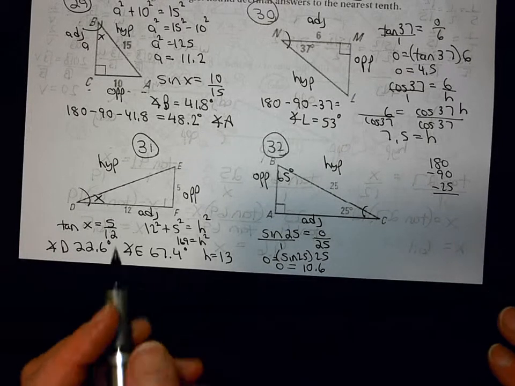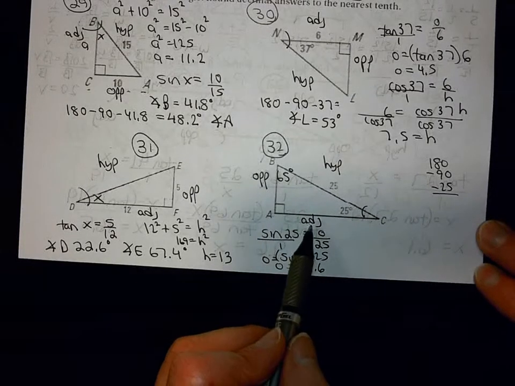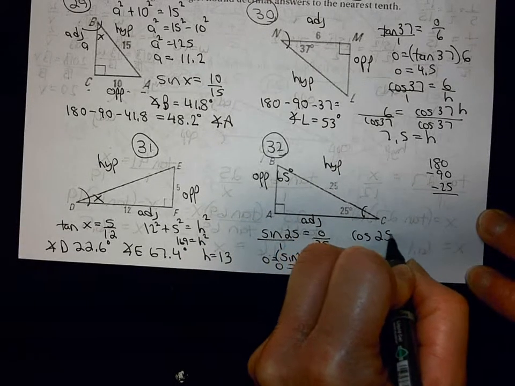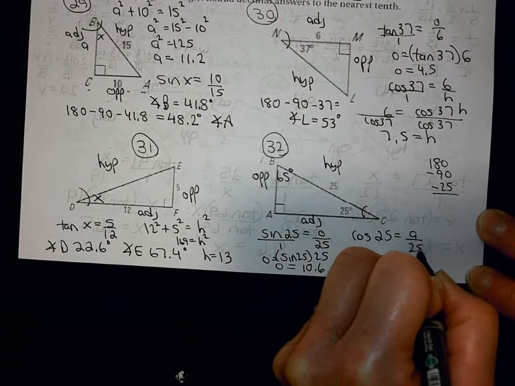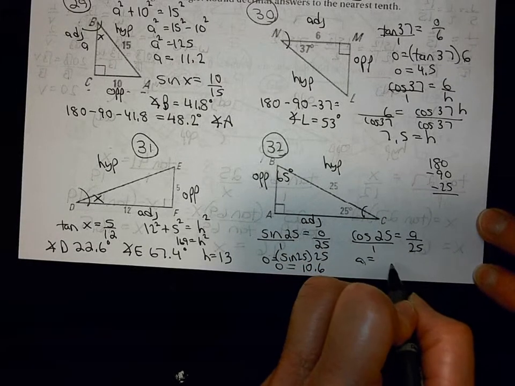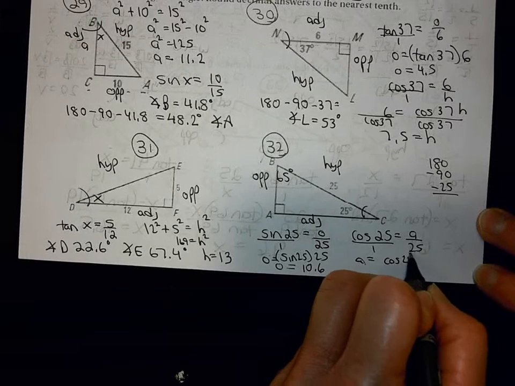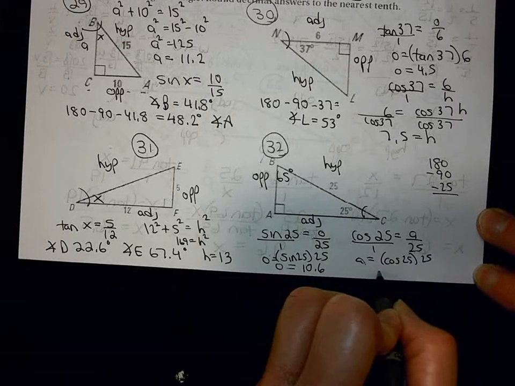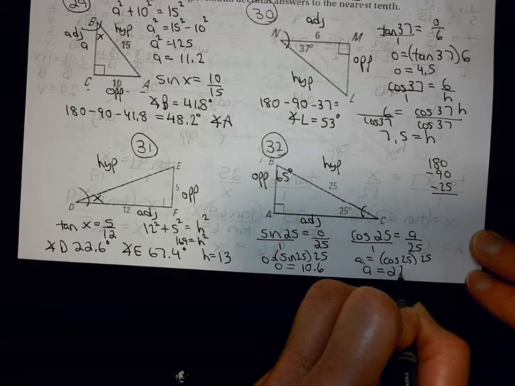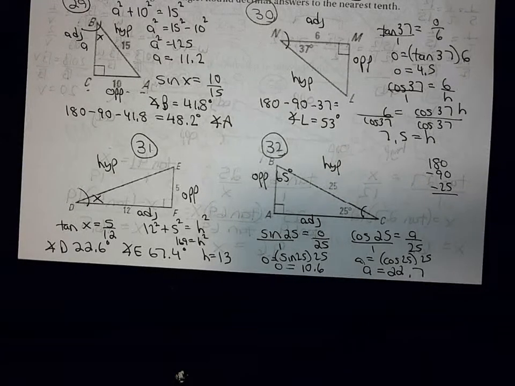Okay, then we can do adjacent and hypotenuse. So we could do cosine of 25. It's going to be adjacent over 25. We cross multiply again. So cosine of 25 times 25. Adjacent is going to be 22.7. Okay, so that would take care of anything I don't get to in class.